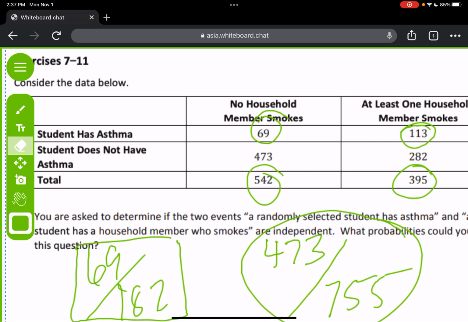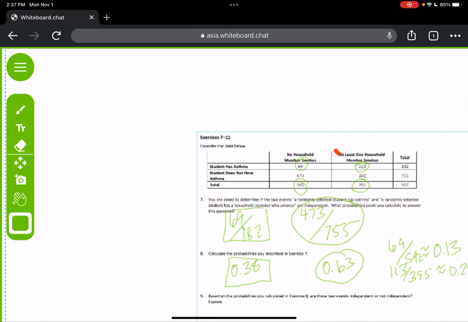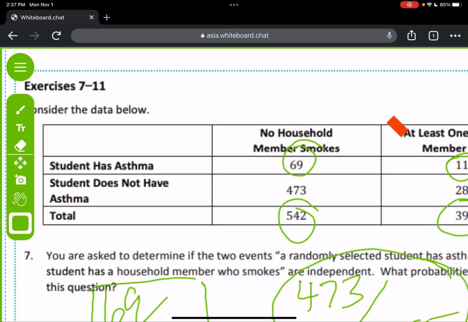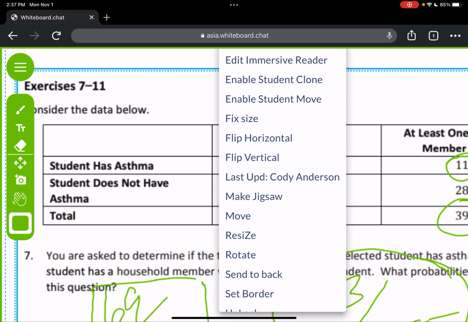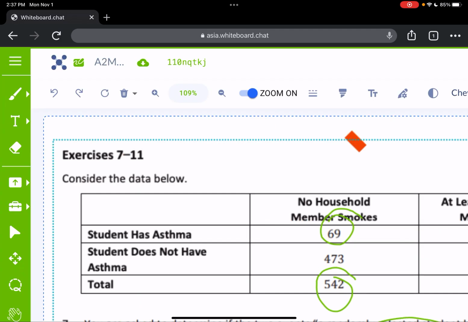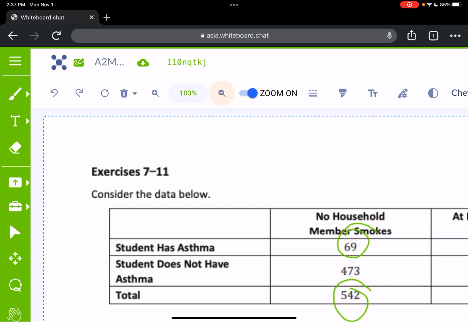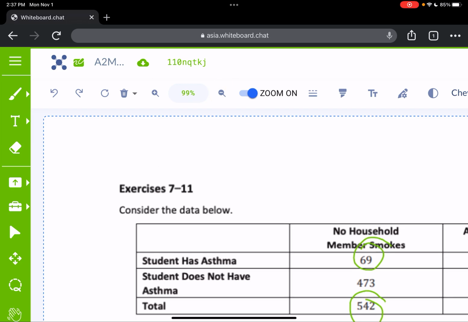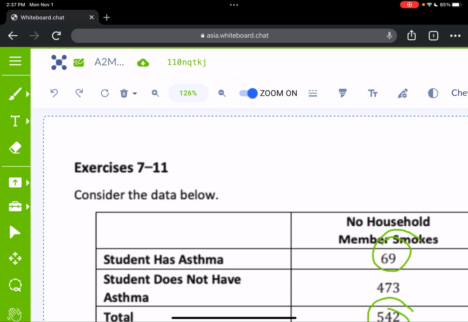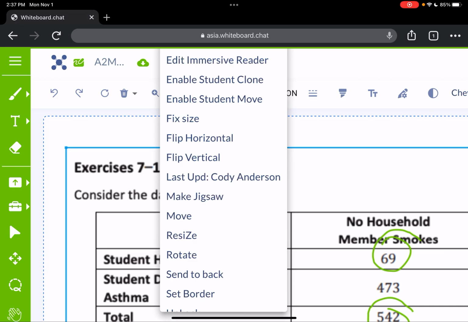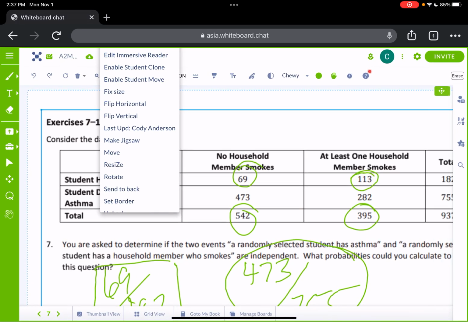Oop. I need to not do that. Let me zoom out here. Okay. All right, let's do that now.